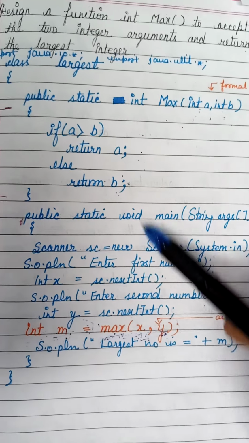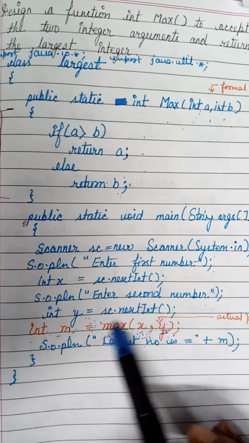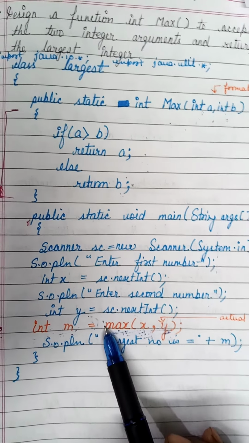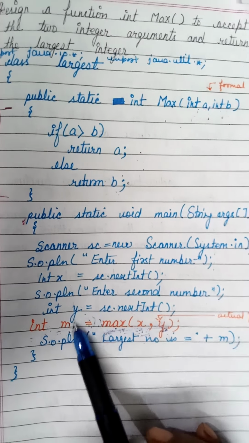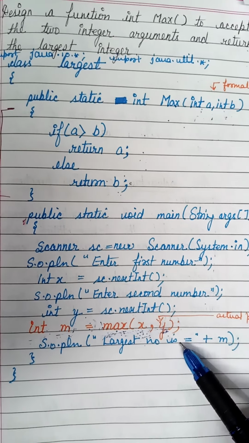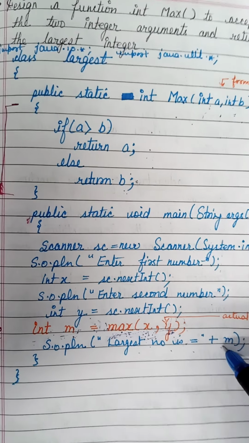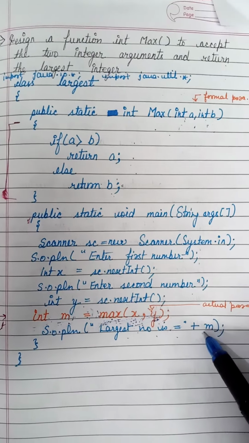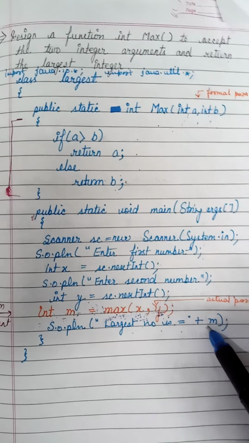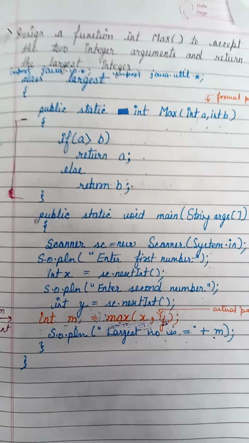Again the control will come here, and whatever the result is, a or b, that will be stored in m. Then the next statement will get executed. Largest number is the value of m, which will get printed on the screen. This is a small program using call by value method.